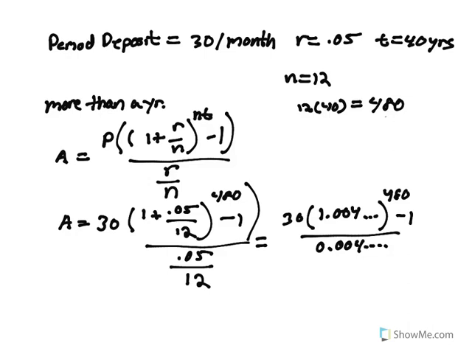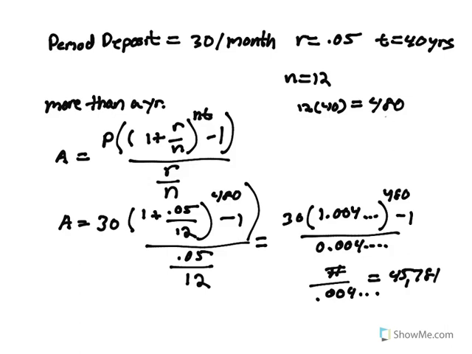So when you do 1.004 to the 480th power, subtract 1, times it by 30, you will get a number. Divide it by the bottom number, and you should get a value of 45,781.